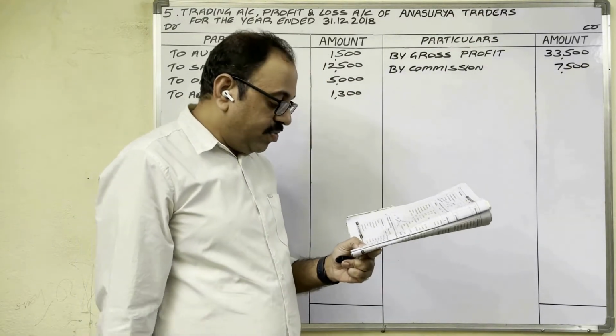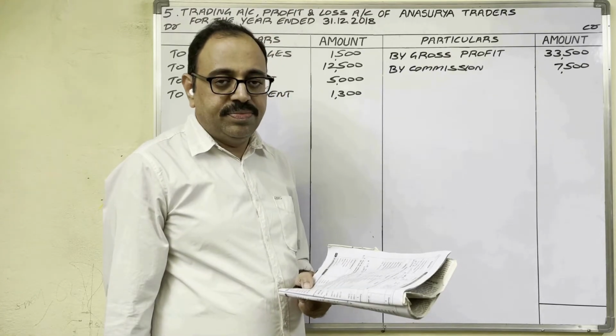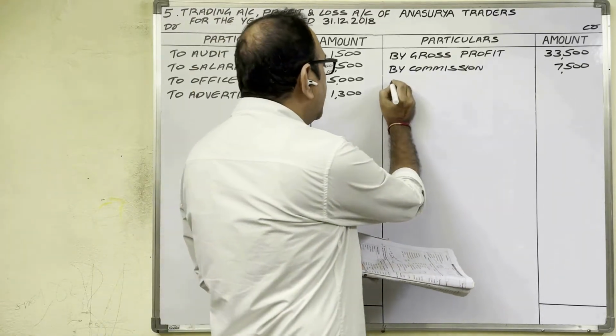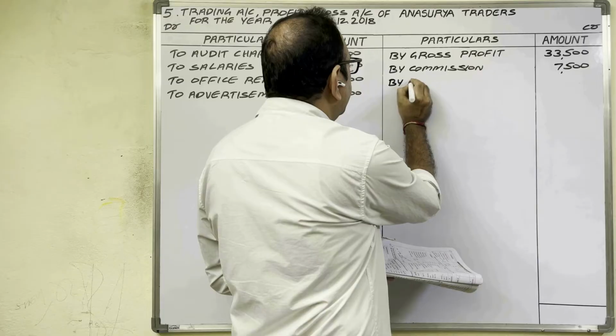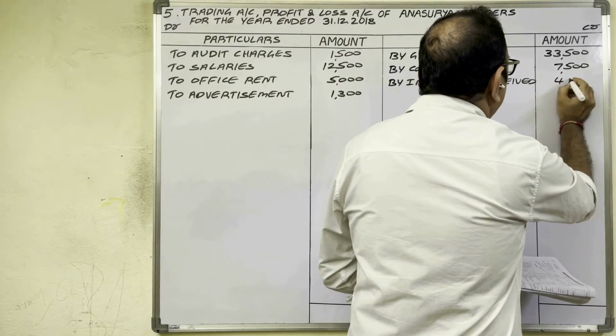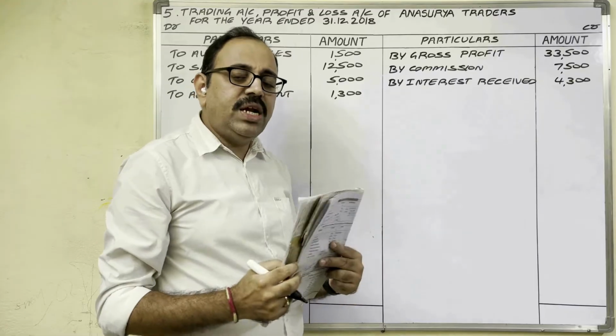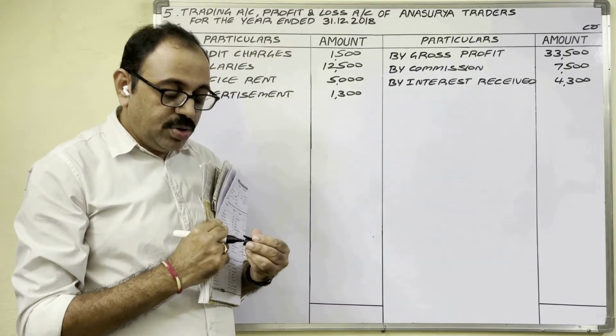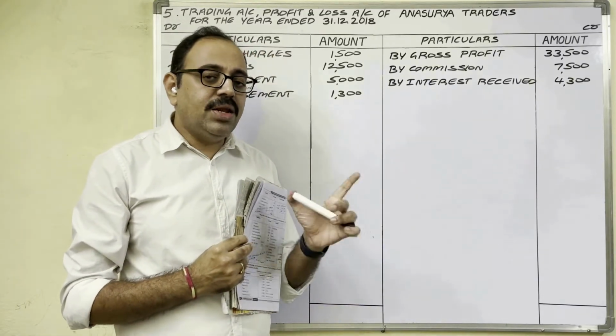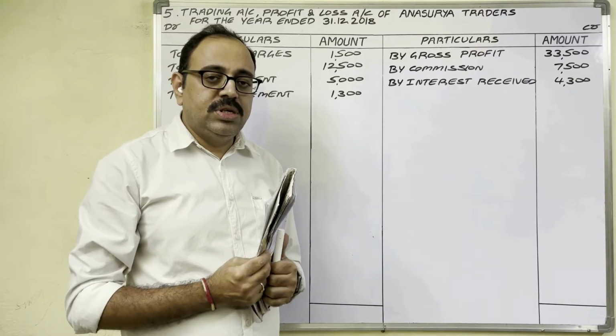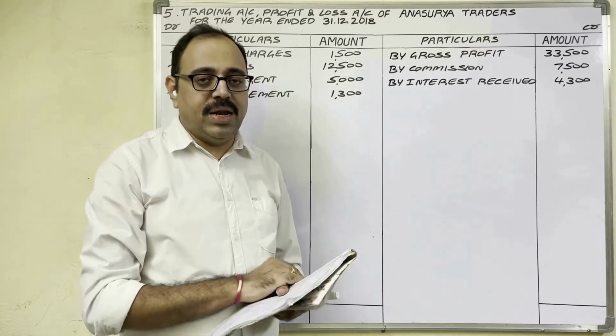Sales return outwards, interest received. This is also indirect income, credit side, 4,300 rupees. Outstanding salaries, same. If outstanding salary is given in the adjustment, 2 times you have to write, no? To salaries you have to add in P&L account. But he is giving this in trial balance.